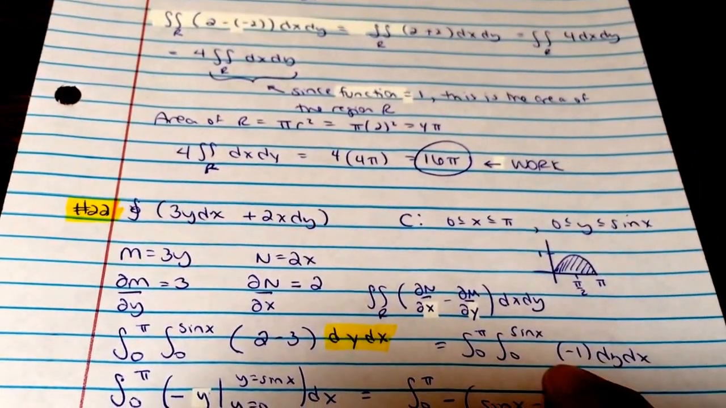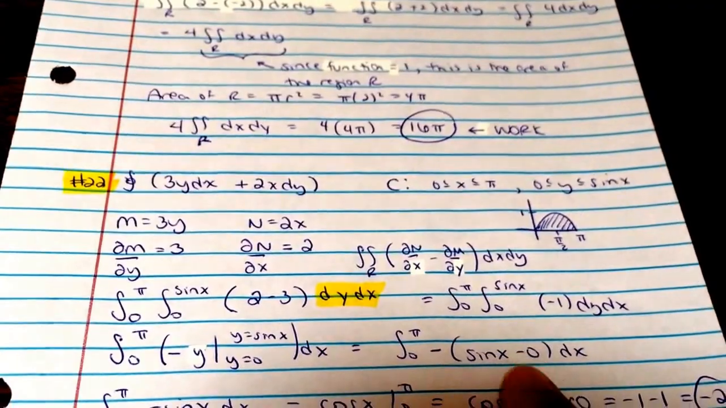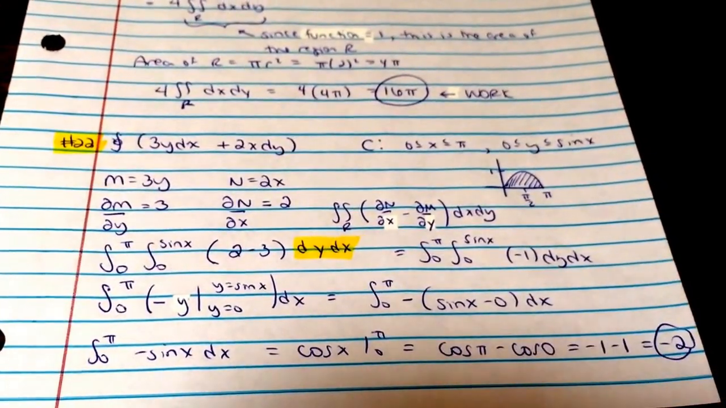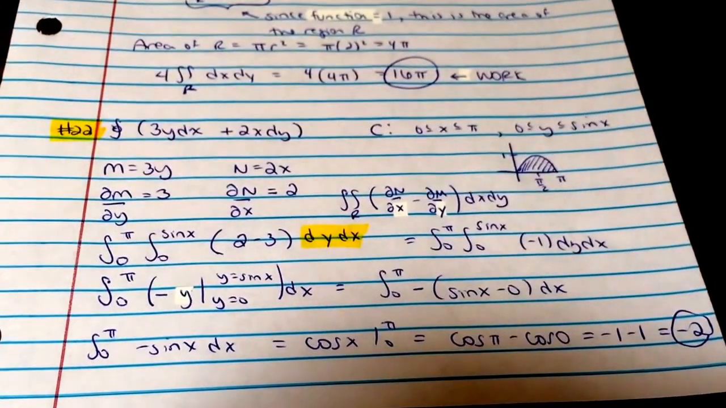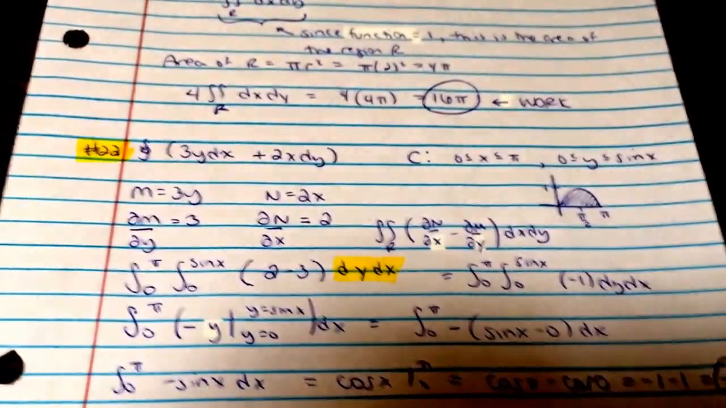All right, so this is -1. So I integrate, plug in, simplify, integrate, plug in, simplify, and I get -2. All right, so that's Green's theorem.